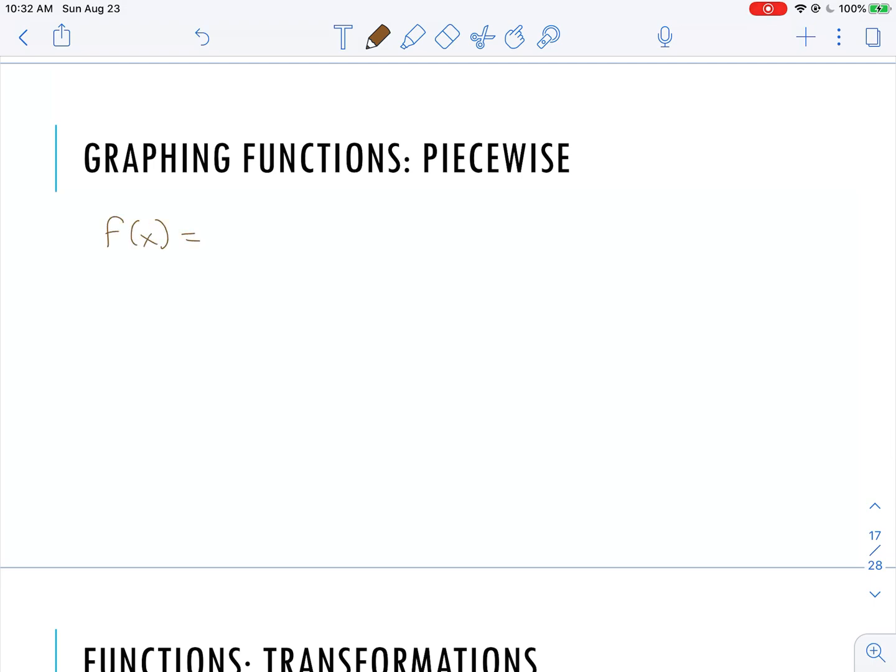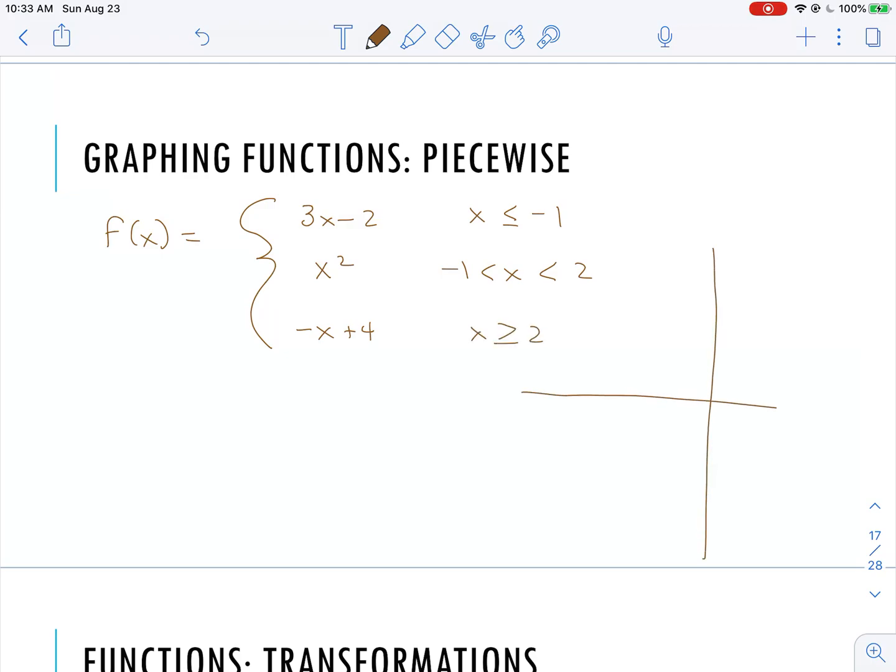Piecewise functions. So for some reason, these are everybody's least favorite. So if I had f of x equals, and now the graph is going to come in pieces. Let's say it's 3x minus 2 if x is less than or equal to -1. Let's say it's x squared if x is between -1 and 2. And let's say it is -x plus 4 if x is greater than or equal to 2.